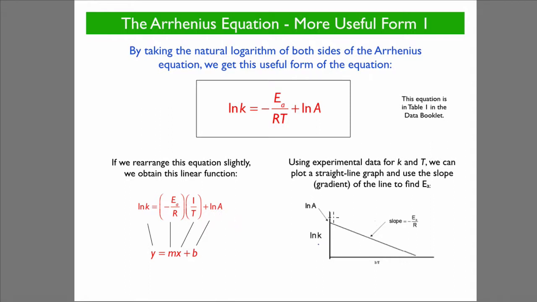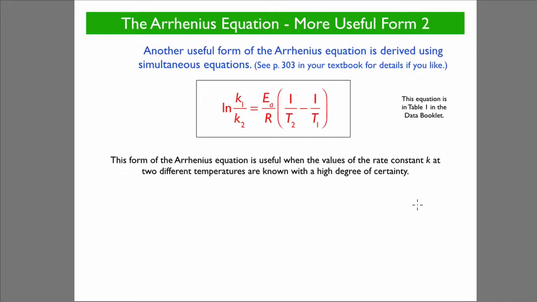So if we plot ln k against 1 over T, the slope is going to tell us the activation energy over R. So using experimental data for k and T, we can plot a straight line graph and use the slope of the line to find the activation energy, which is rather splendid.